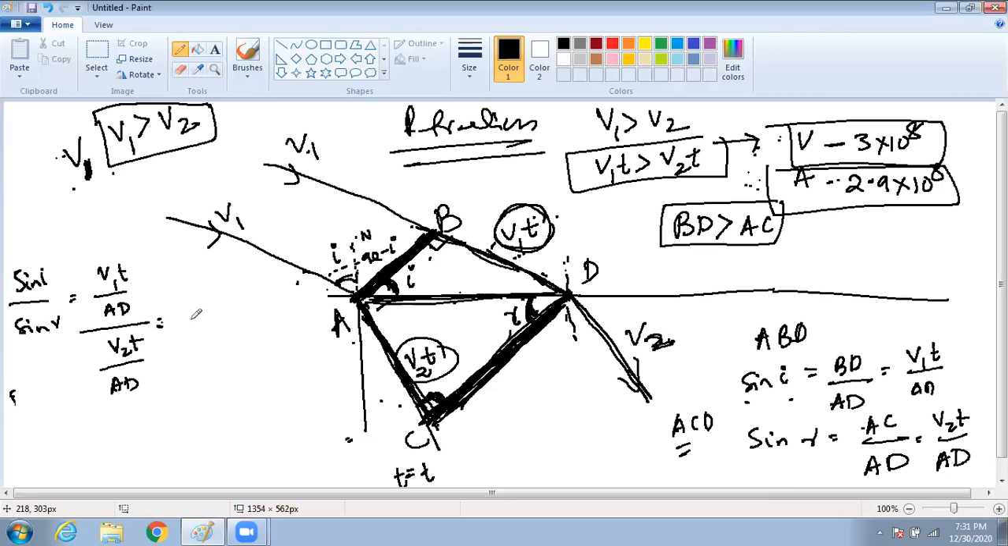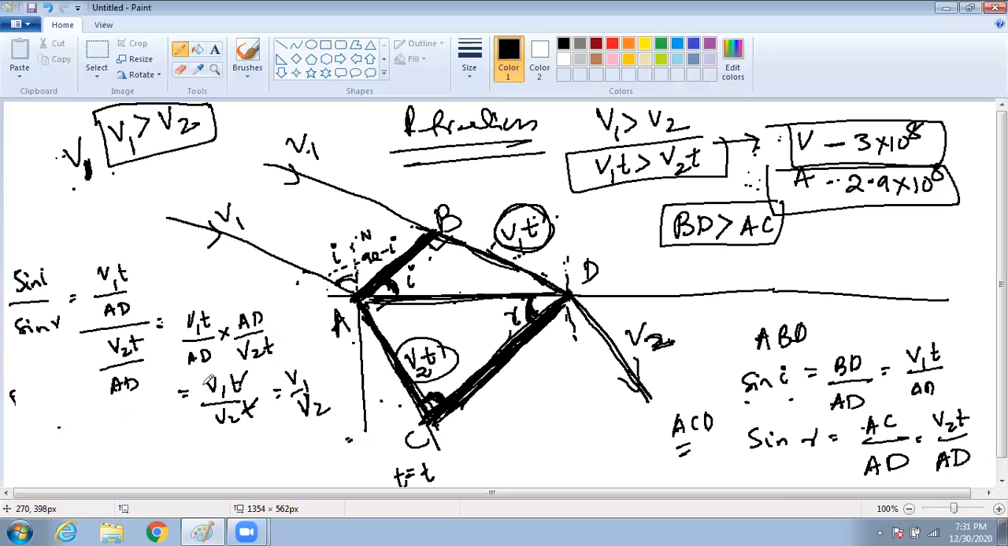Yes, sir. And we can cancel AD and AD. Exactly. It will become V1T by AD into AD by V2T. So this will be V1T by V2T. So T and T cancel, it will be V1 by V2. So what is this? Velocity.